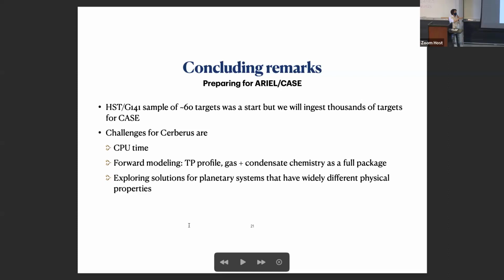And how you will interpret them, how you will set up your priors for parameter recovery, that will change for every single target out there, depending on those physical properties. That's it. Thank you.